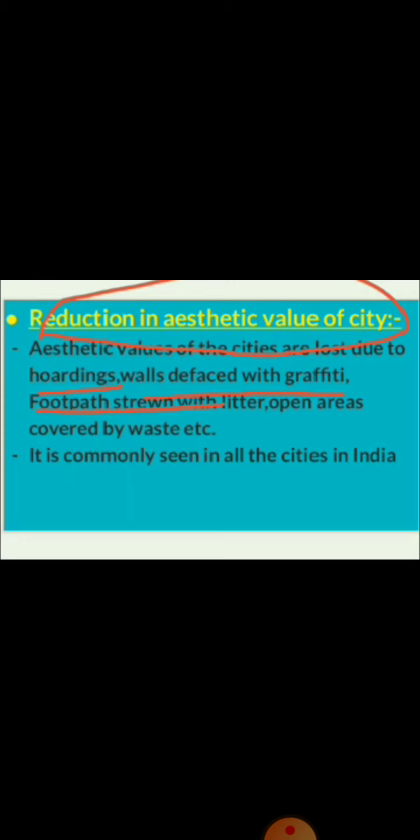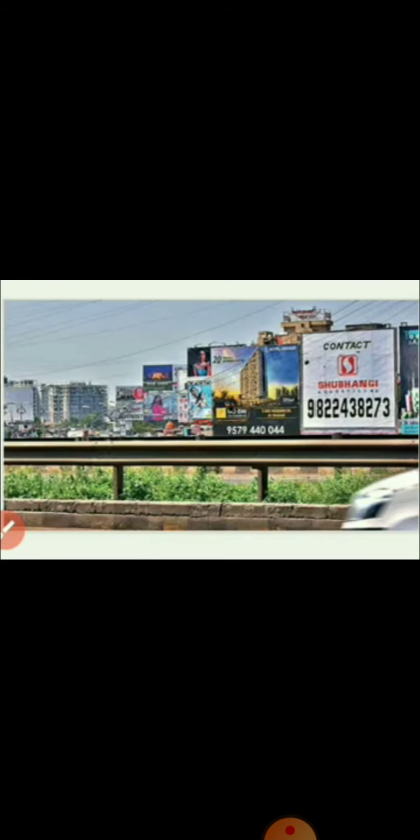Almost all the metro cities in India have a number of hoardings. Along with hoardings, walls defaced with graffiti and litter sprayed on our footpaths are also adding to the problem of pollution in cities, which ultimately results in the loss of aesthetic value of the city, and as said earlier, it is a common problem in almost all Indian cities. Here are some pictures showing how we are losing the aesthetic value of the city. Here are the hoardings placed, and one more picture we have is of walls defaced with graffiti.